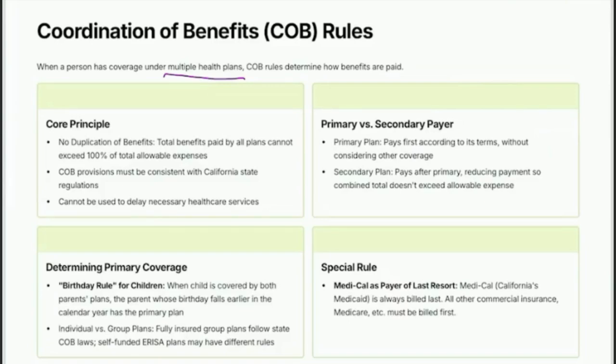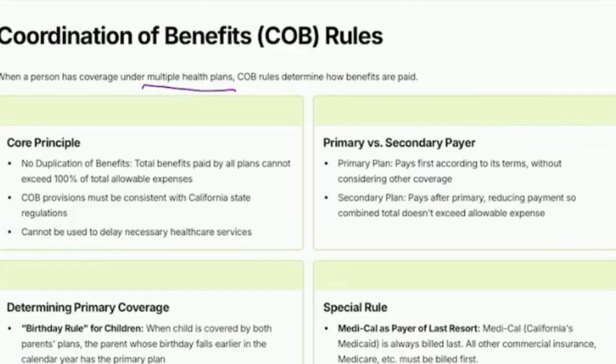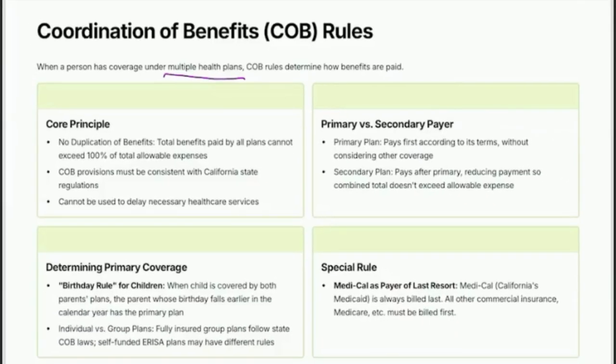So there are instances where maybe a married couple have each other on each other's policies, or they have children, they're on both policies. There has to be a coordination of benefit rule in place to prevent duplication of benefits, to prevent duplication of coverage. Also, who wants to pay for a bunch of different policies? So they'll usually coordinate with each other, and that is called the coordination of benefits. So there can be no duplication of benefits. Total benefits paid by all plans cannot exceed 100% of allowable expenses, right? You cannot get paid for more than what the loss was.